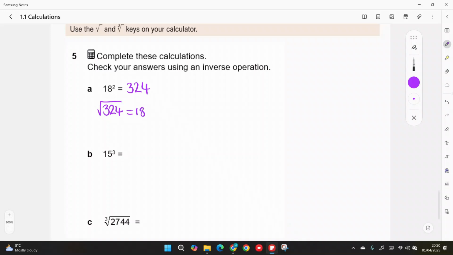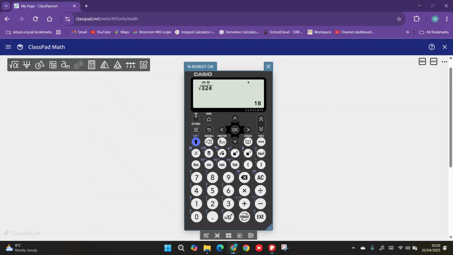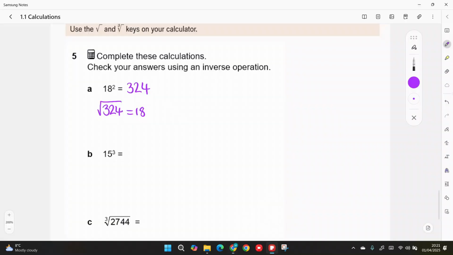Next one, it asks us for 15 cubed. So a slightly different button here. So clear your screen, type 15, and then you need this button here, which allows you to raise that number to any power. And you see you've got a little box, you can enter your power in. We put 3, and you get 3,375. And again, to check that answer using an inverse operation, we would do the cube root of the answer we just got.